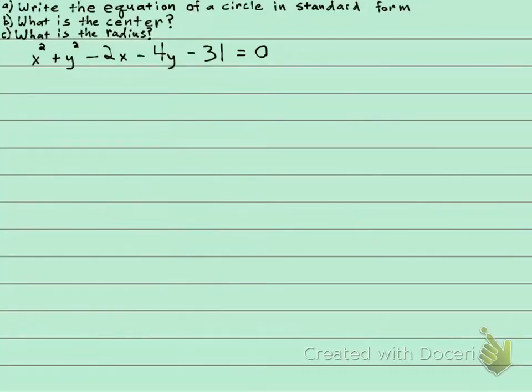So we have to write the equation of this circle in standard form. And once we get it in standard form, we're going to be able to just look at it and tell what the center is, and look at it and tell what the radius is. So in order to do this, you're going to have to know how to complete the square.